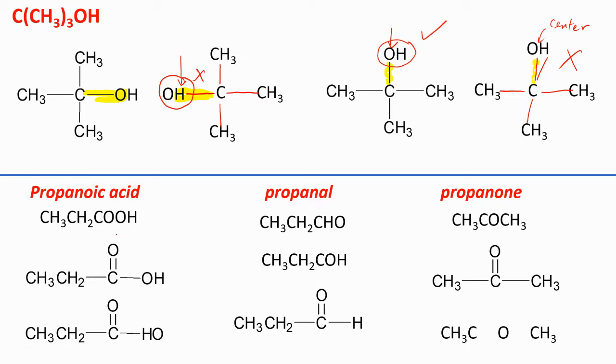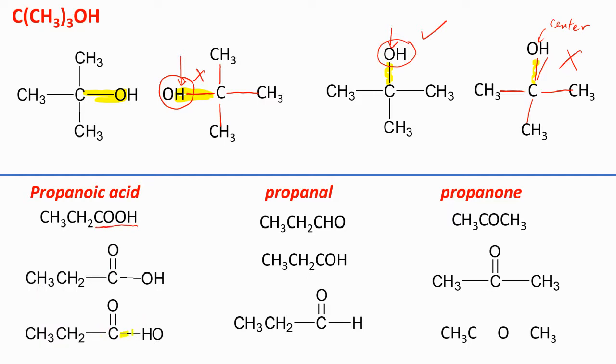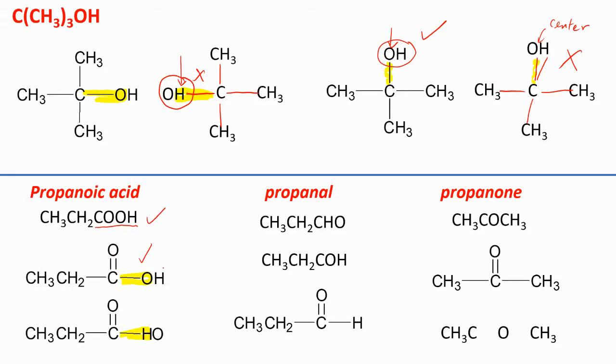Okay, now let's look at propanoic acid. You can draw your structure as COOH, or you can expand them. But remember again, what is wrong here? It is attached to hydrogen. It should be attached to oxygen, not hydrogen.